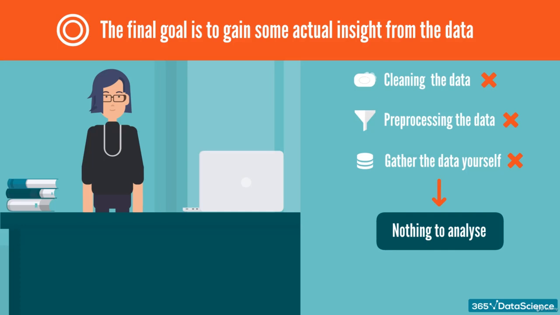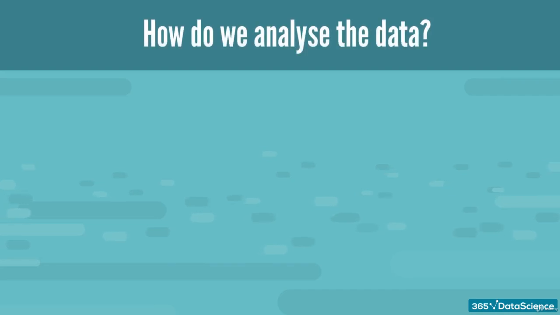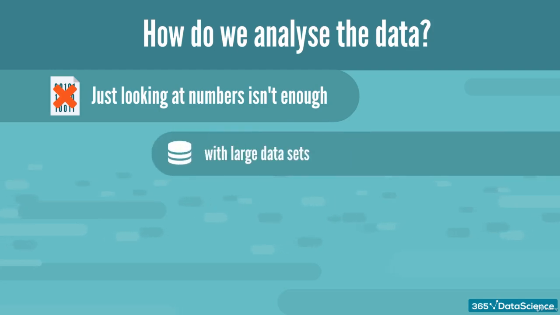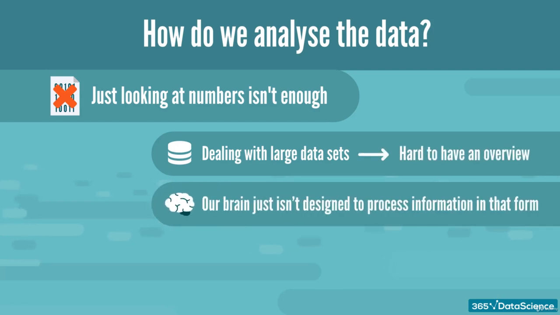Which brings us to the key question every aspiring data analyst has asked when looking at the data. Well, how do we analyze it exactly? Just looking at the raw numbers doesn't usually cut it. The reason is that, as data analysts, we often work with large data sets containing data with numerous features, so it's hard to have an overview. Moreover, unlike computers, our brain just isn't designed to process information in that form.